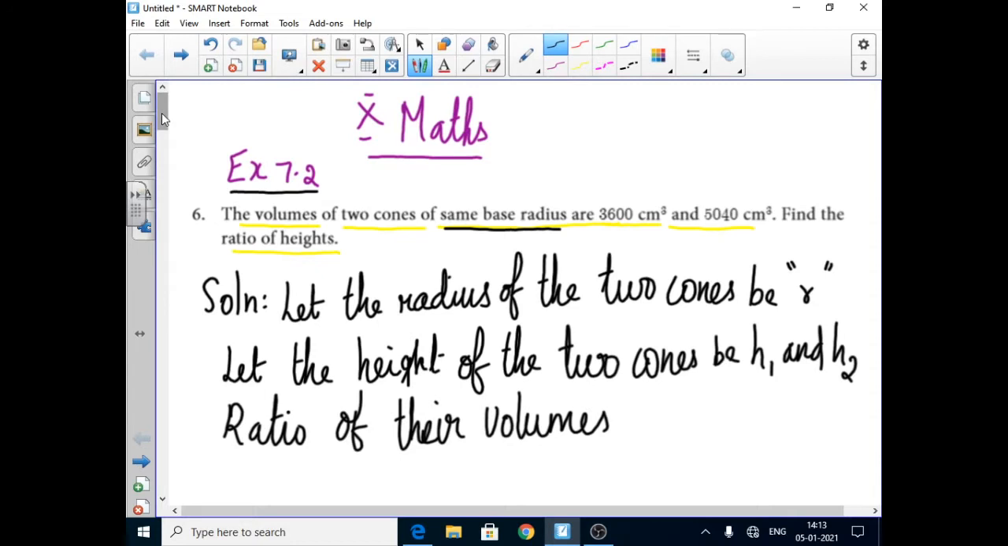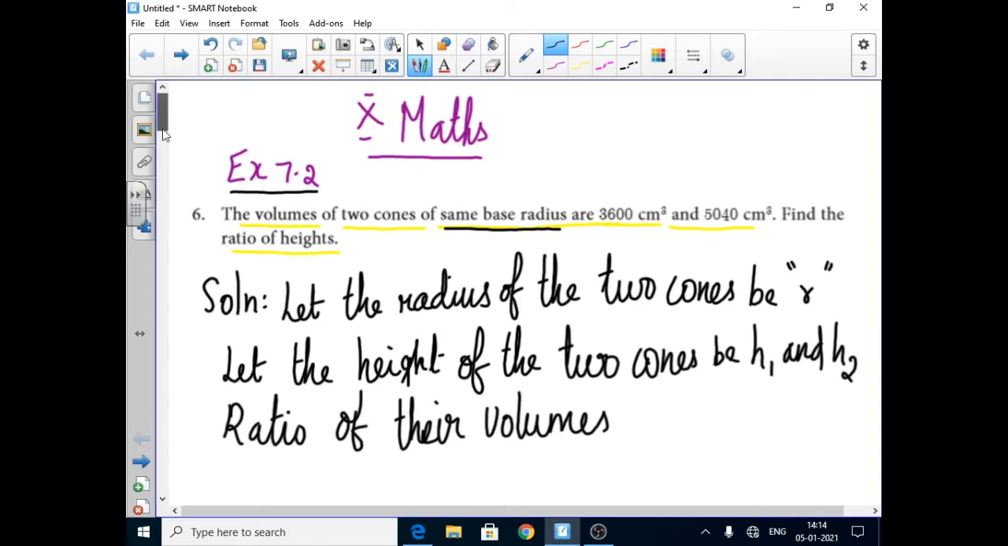So here they have given the volume of two cones having the same base radius. Okay. So the two cones have the same radius, and they have given their volumes. So when the radius is equal and the volumes are given, what will the heights be, and what will the ratio of those heights be?